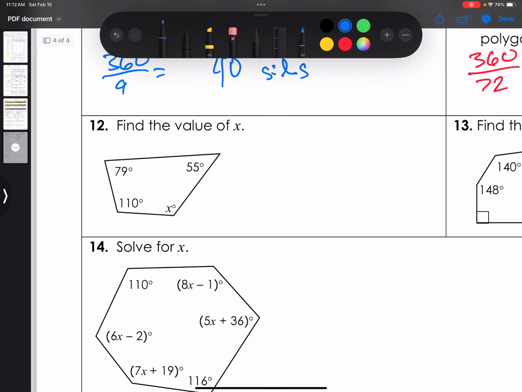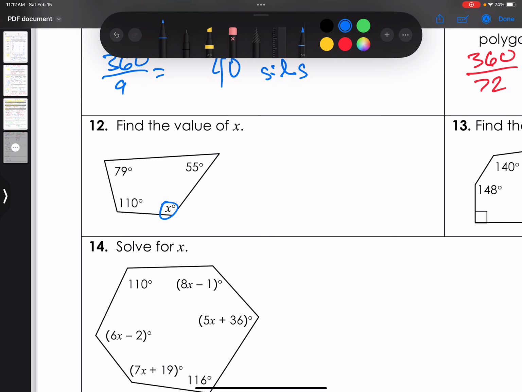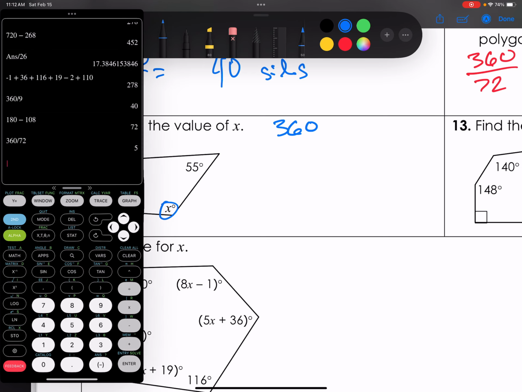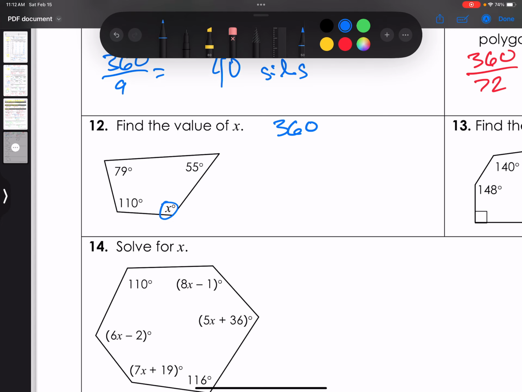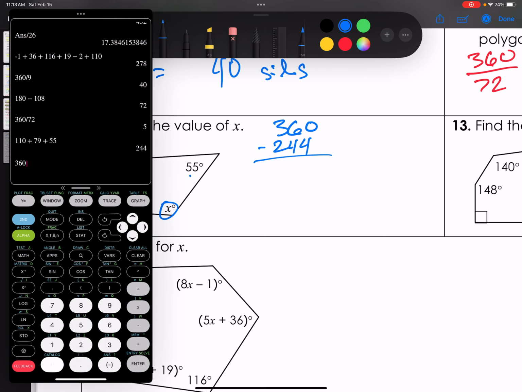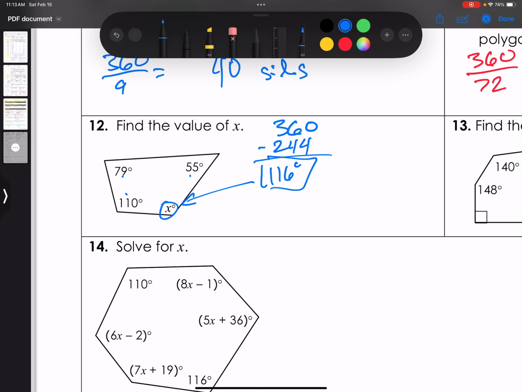So number 12, very familiar to the questions we got with triangles last semester. Okay, we have one missing angle, and we have a quadrilateral that we're going to have to subtract everything we know from. Okay, so we know the quadrilateral being a 4-sided figure adds up to 360. Okay, so let's put everything together. 110 plus 79 plus 55 gives me 244. Okay, all 3 of these angles, 110, 79, and 55, add up to 244. We're going to subtract that because we don't want them. Okay, so 360 minus 244 gives me 116 degrees, and that is my x here.